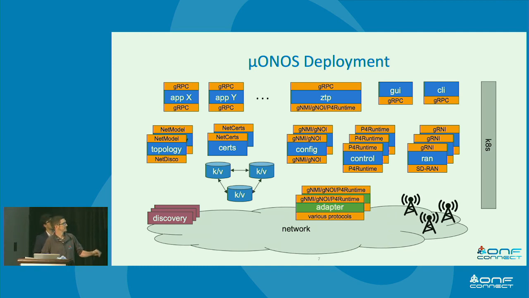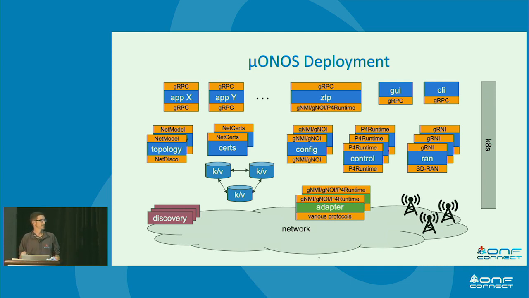So for example, we have a topo GitHub repository. Well, that, when compiled, is the topo service. We have a config GitHub repository, that's the config service. This key value store is Atomix, as we've been discussing, which I'll talk about a little bit more. And then applications run on top of all these core services.